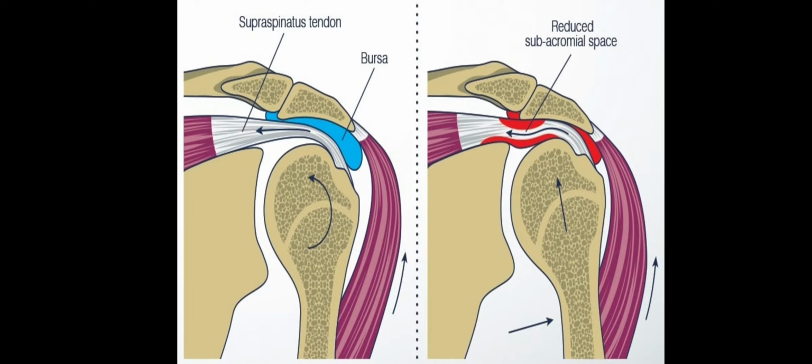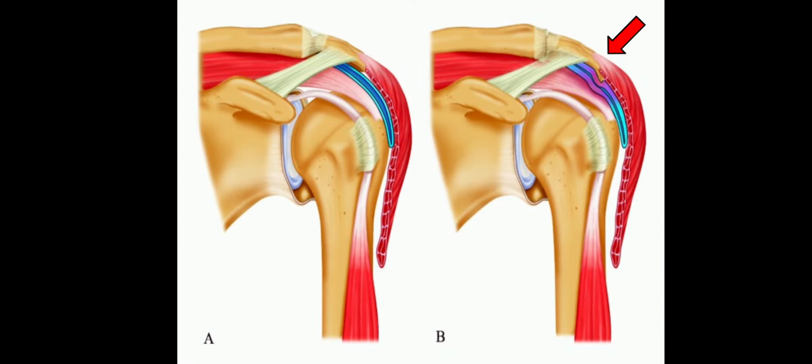So this is the picture showing the impingement of the shoulder joint. On the picture on the left hand side, it is showing a normal shoulder joint. We can see the bursa and the supraspinatus tendon. On the picture on the right hand side, we can see there is reduced subacromial space, so that is causing impingement of the supraspinatus tendon. Again, this is another picture. In picture A, we can see a normal shoulder joint with the bursa and the supraspinatus tendon. In picture B, we can see there is reduced subacromial space and it is causing impingement of the shoulder.